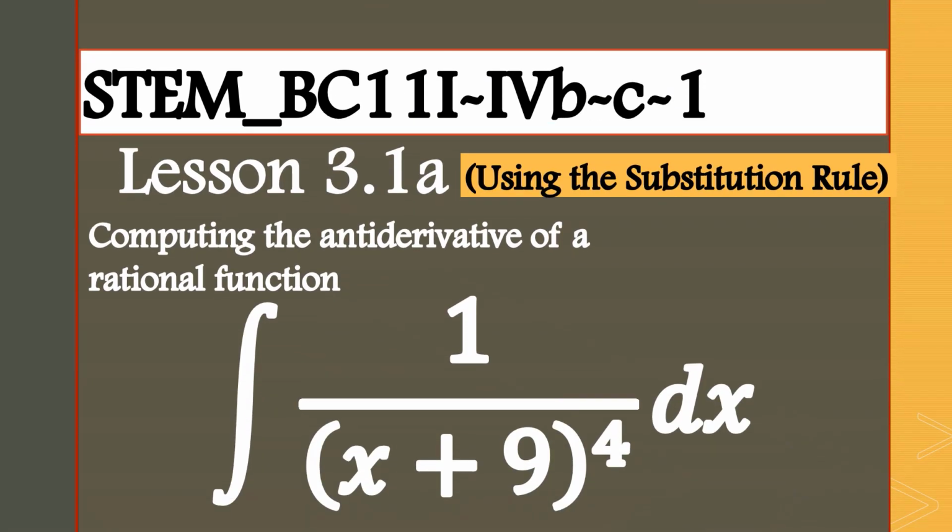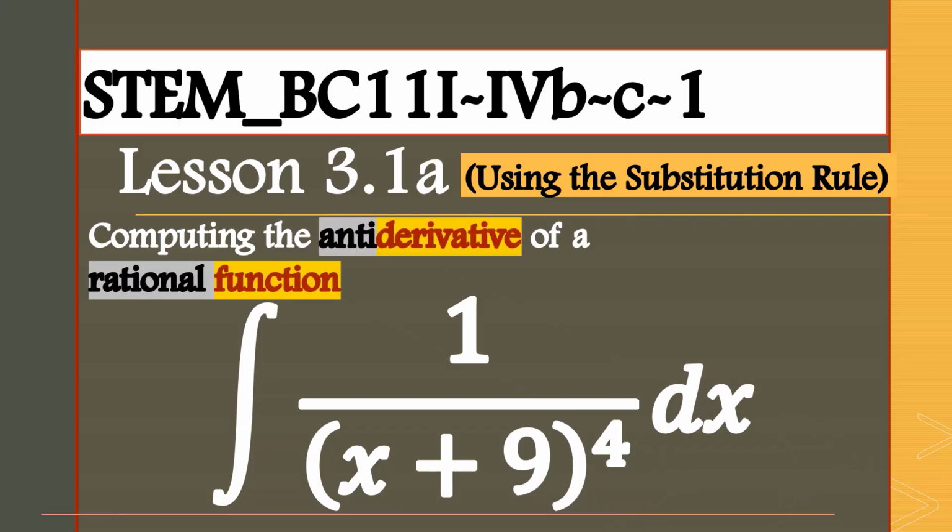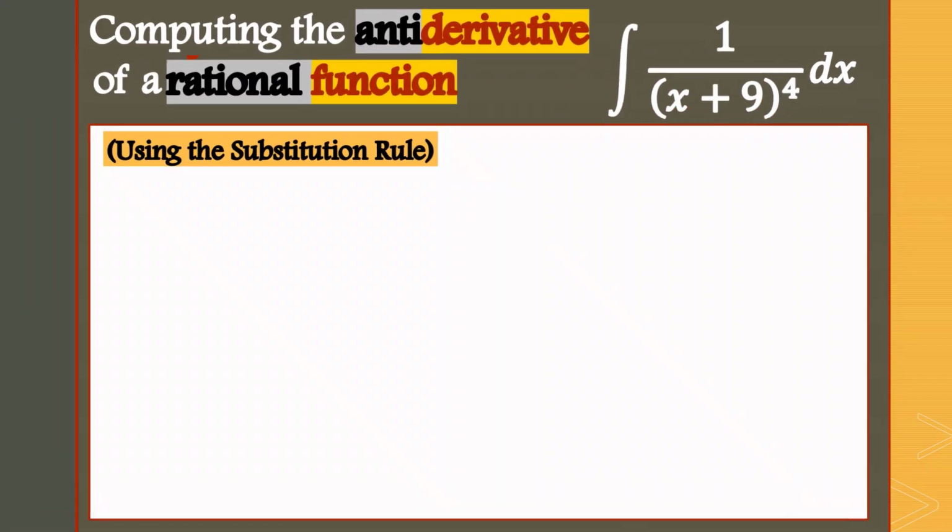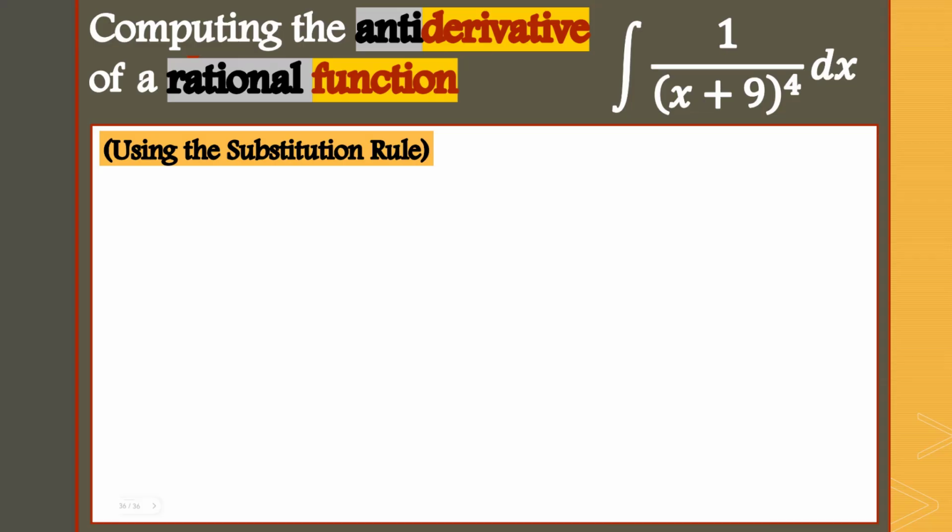Let's compute the antiderivative of this given rational function using the substitution rule. As mentioned, the substitution rule is one of the techniques that will allow us to solve for the antiderivative of a certain function which can lead into a composite function. We also have another method.